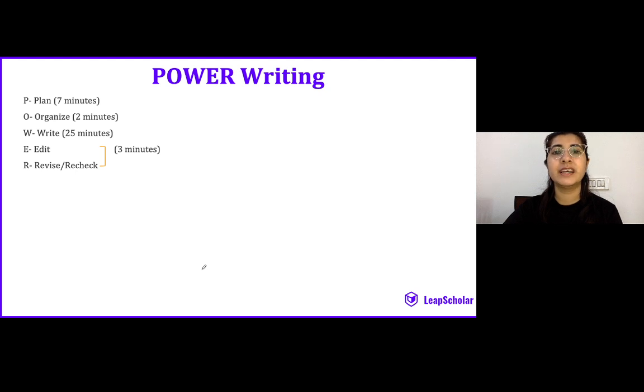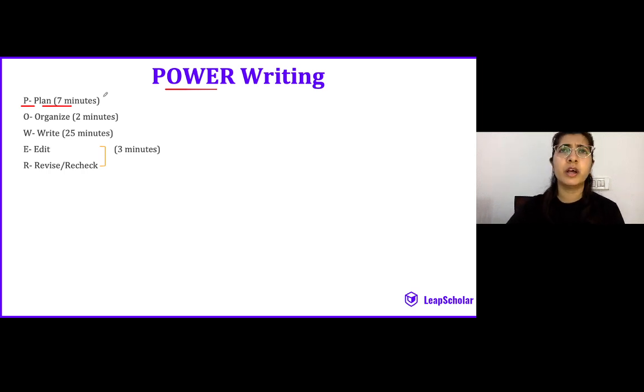Moving forward, we are going to be following the power writing process. This is the best way to plan and have a structure for your essay before you start writing. So, this is the best process that you can follow for any IELTS writing task. What does it mean? Let's quickly look at it. So, it simply stands for P for planning. That means your essay should be well planned. Spend at least 7 to 10 minutes in planning the structure of your essay.